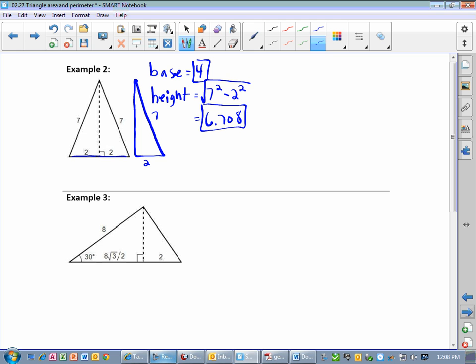So we've got our base, we've got our height. Once we have base and height, we can find area. So area is 1/2 times the base times the height. So 1/2 times 4 times 6.708.